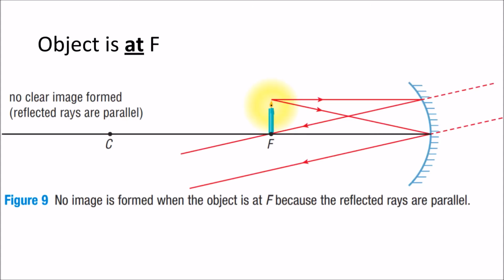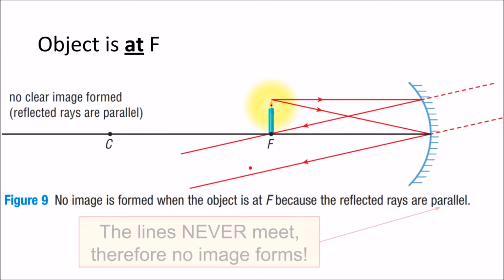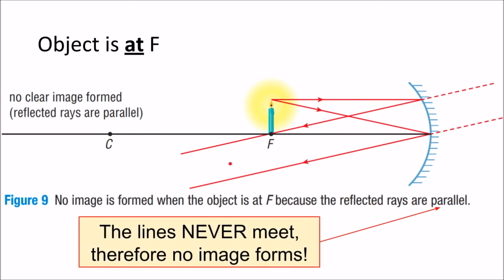So there are 2 special cases I want to cover. We're going to be experimenting with our objects at different locations. When your object is directly at the focal point, and you can experiment and try this on your own with some of the practice problems I gave you, when you draw the rays, you'll find that the rays that reflect back are parallel to each other, which means they never cross. And since they never cross, it's not possible for an image to form. And so if we have an object that's directly at the focal point, we will not see an image of that object, since the rays are parallel.